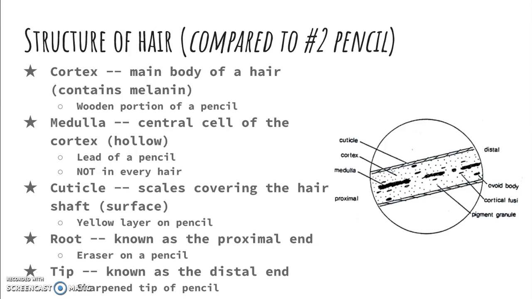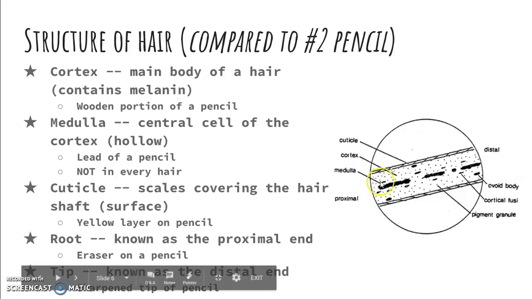And then the structure of the hair, I'm going to compare it to a number 2 pencil because that's the easiest way to think about it. The cortex is the main body of a hair, and that's what contains the melanin. That's the actual wooden portion of a pencil. The medulla is the central cell of the cortex, basically the middle of the hair, and it's hollow. So it's this area right here, and we would compare that to the lead of the pencil.